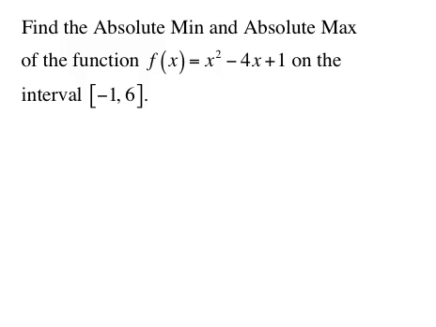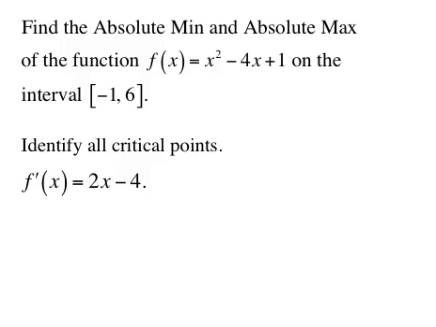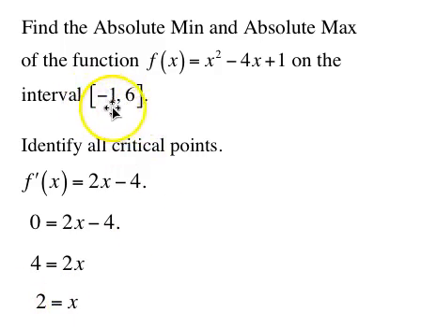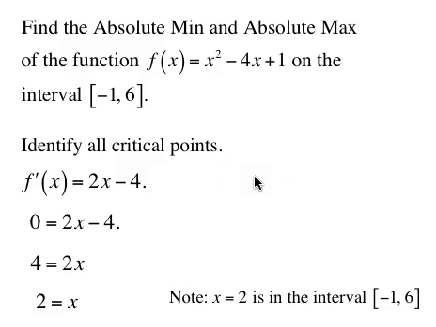So we're given the function f of x is x squared minus 4x plus 1 on the interval from -1 to 6. Our first step is to identify critical values. So we're going to look at f prime of x, which is 2x minus 4, set that equal to 0. There is no point where the first derivative doesn't exist, but solving this equation we get 4 is 2x, or x is 2. Now, is it a candidate? It will be as long as it's in the interval from -1 to 6, and sure enough, 2 is in that interval. So that will be a candidate.